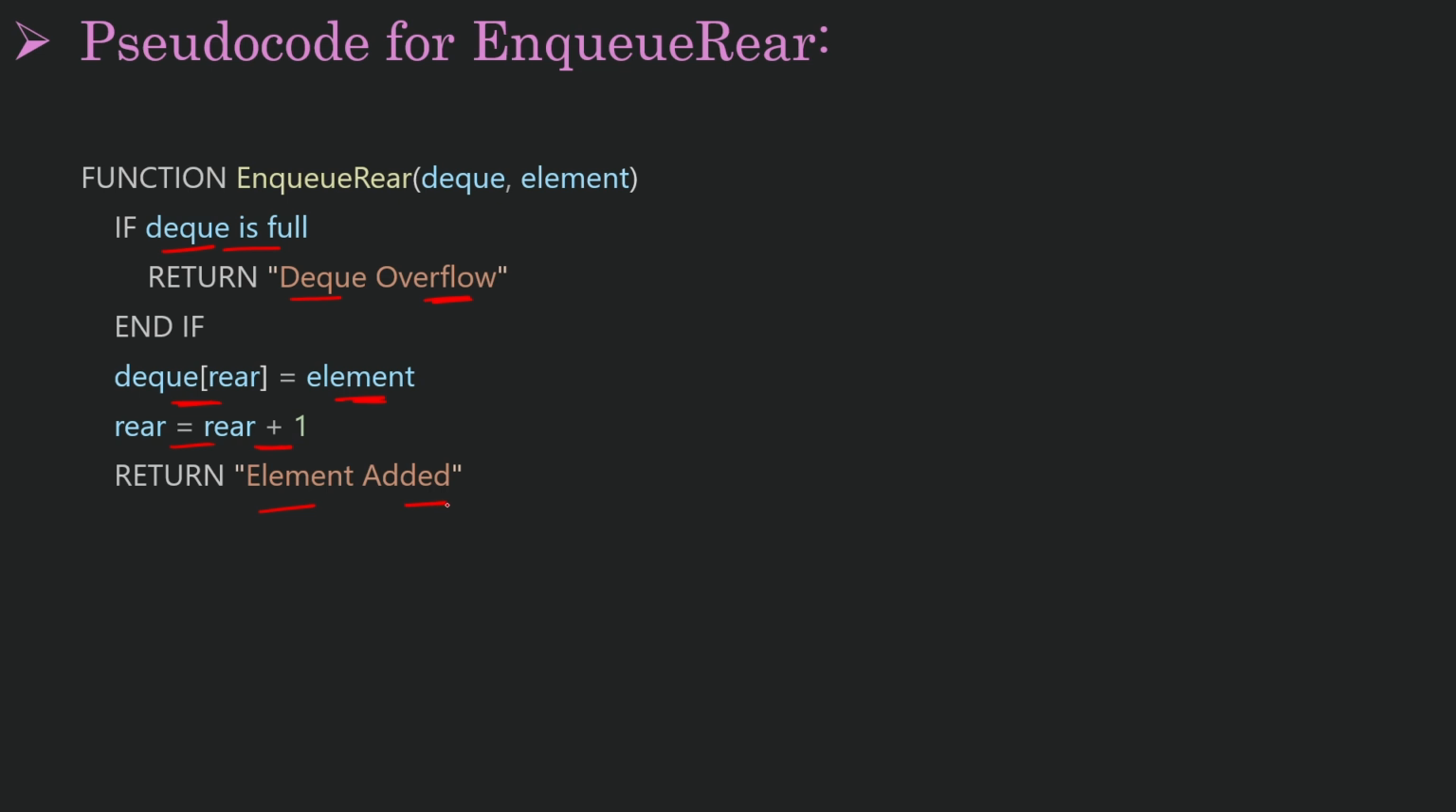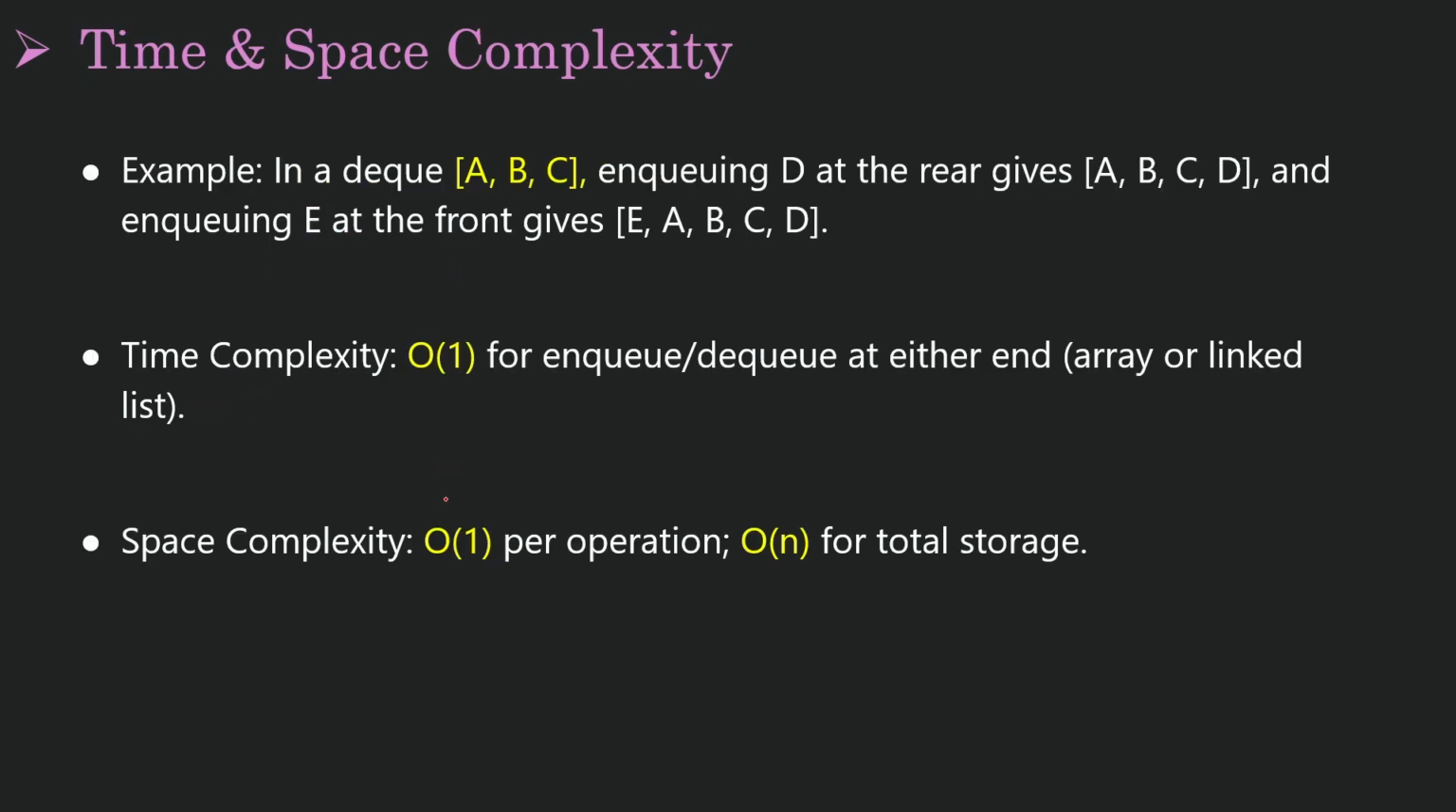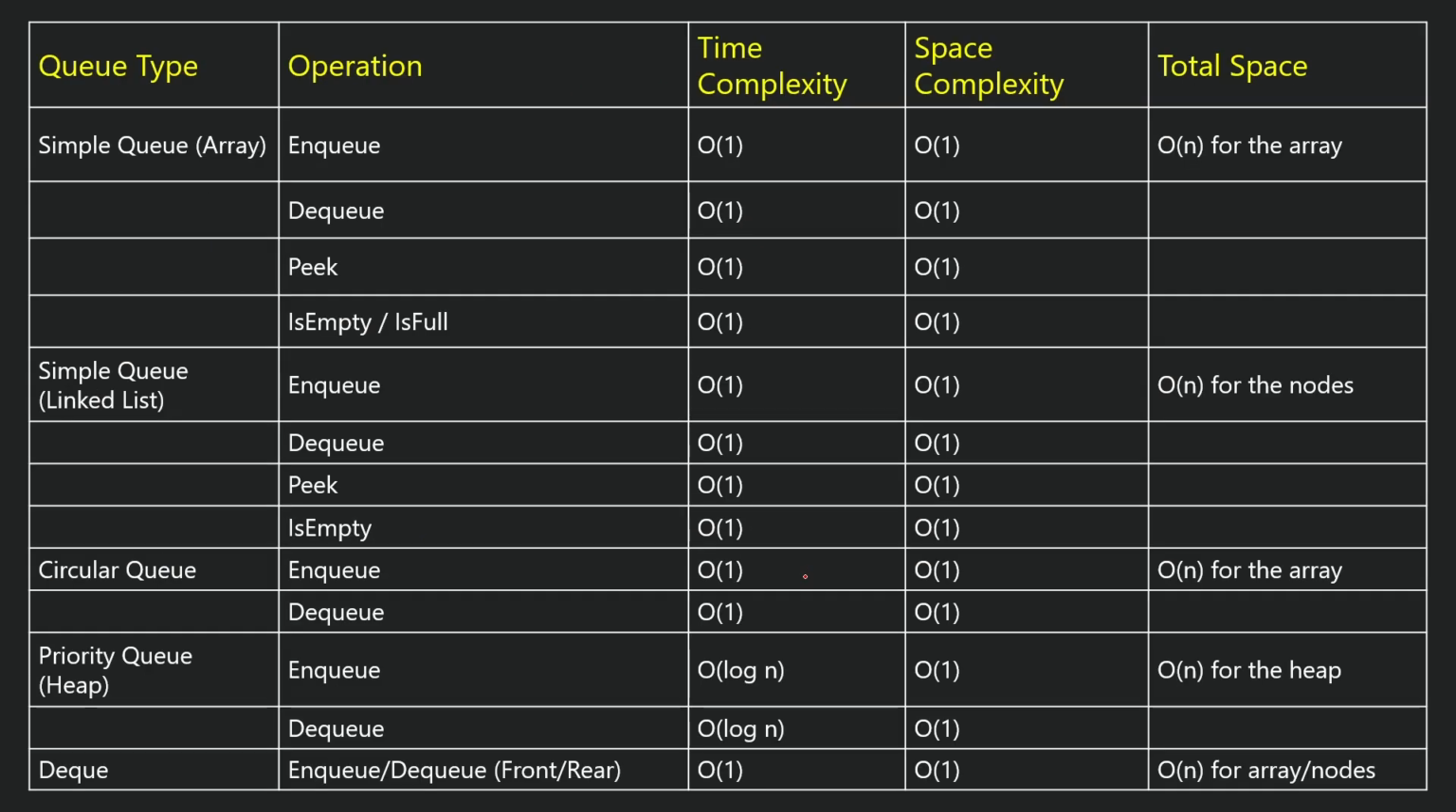Indicate successful addition. Example. In a deque ABC, enqueuing D at the rear gives ABCD, and enqueuing E at the front gives EABCD. Time complexity: O(1) for enqueue or dequeue at either end, array or linked list. Space complexity: O(1) per operation, O(n) for total storage.